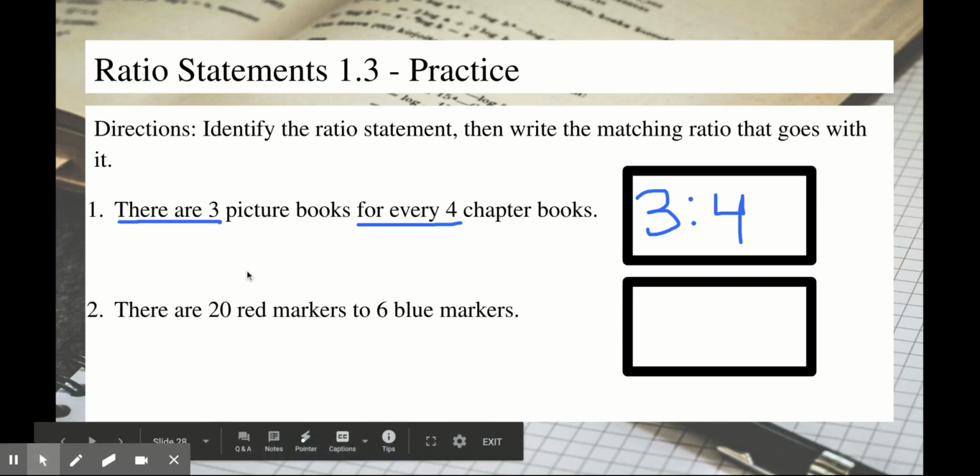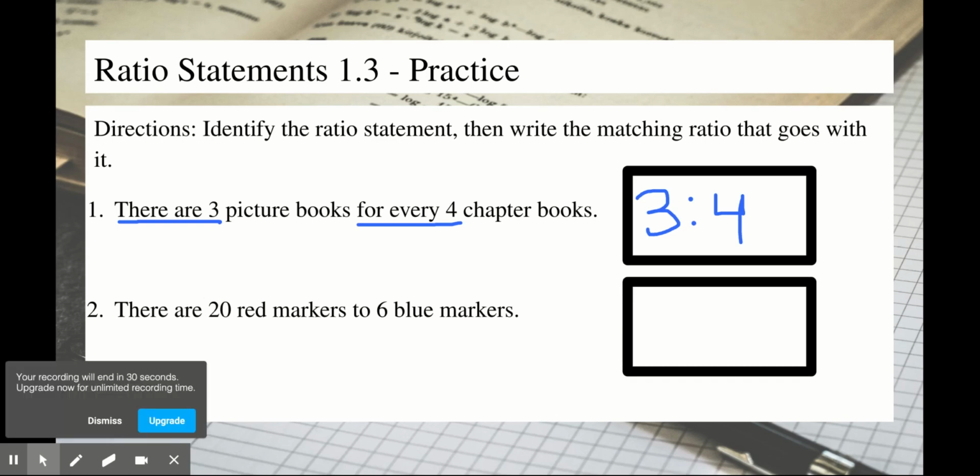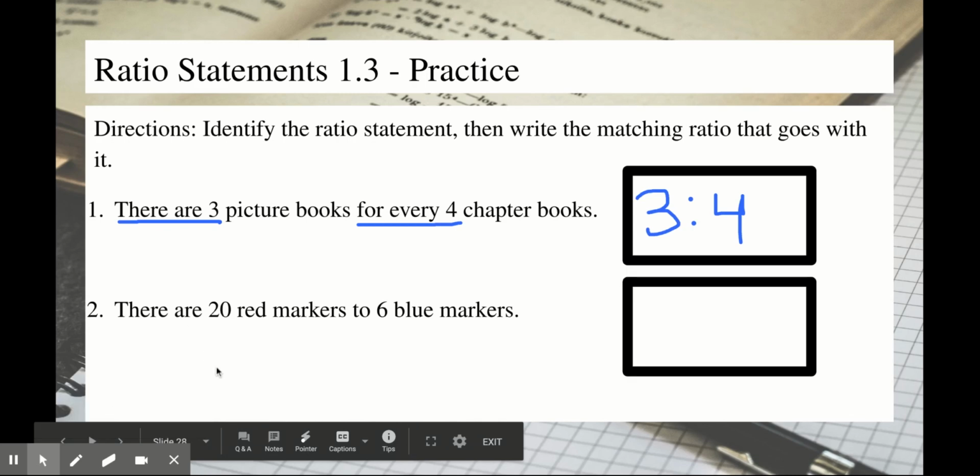Now, let's do the second problem. The second problem states, there are 20 red markers to 6 blue markers. So, let's look at our first thing that we need to do. First thing that we need to do is we read the problem, and that's what we did. The second thing we need to do is identify the key words, and we have there are and to over here.